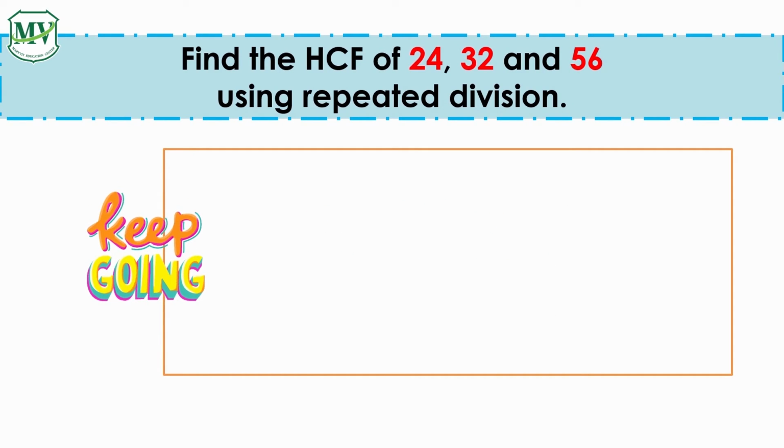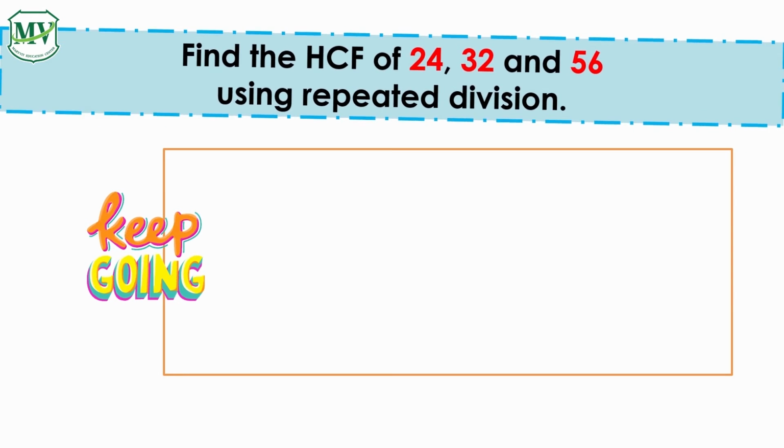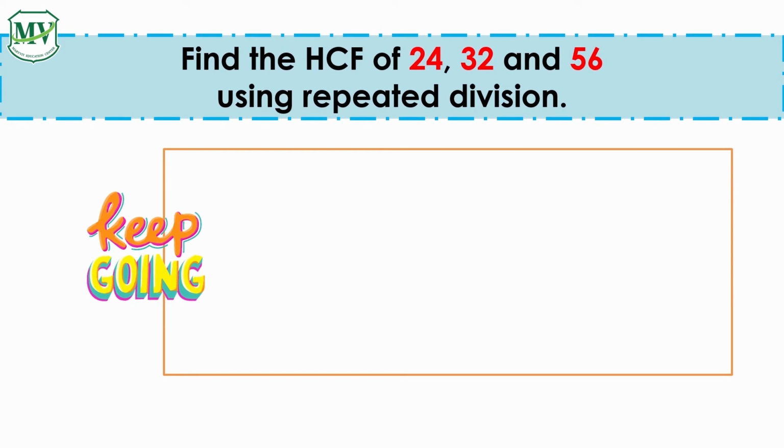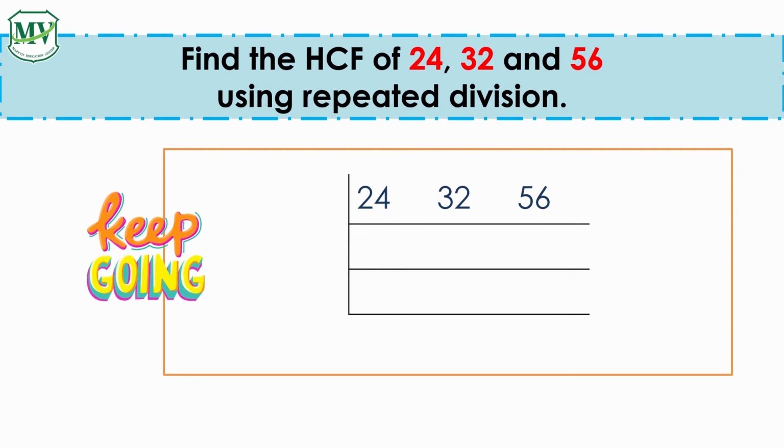Let's continue with another example. We will find the HCF of 24, 32, and 56 using repeated division. So, think of a prime number that can divide 24, 32, and 56. Did you say 2? Let's start dividing 24, 32, and 56 by 2.